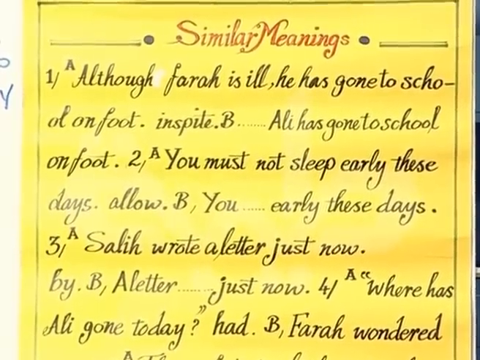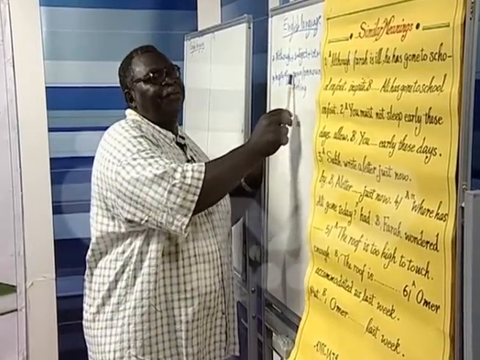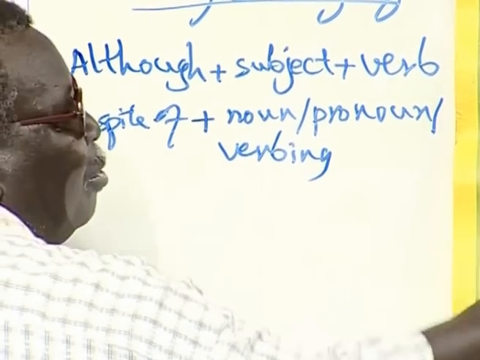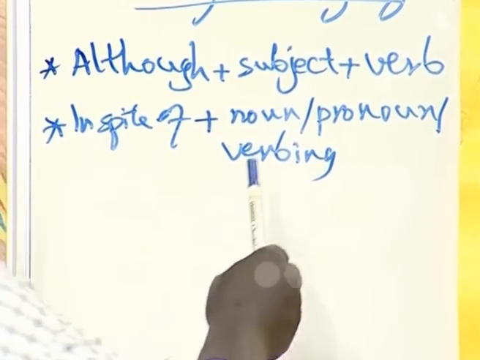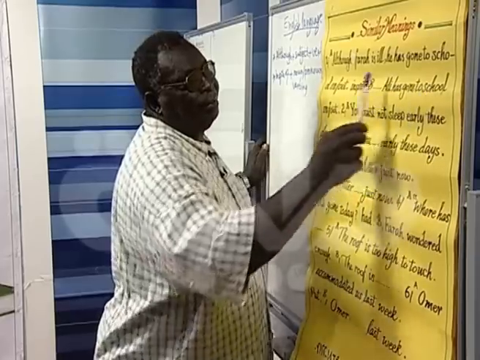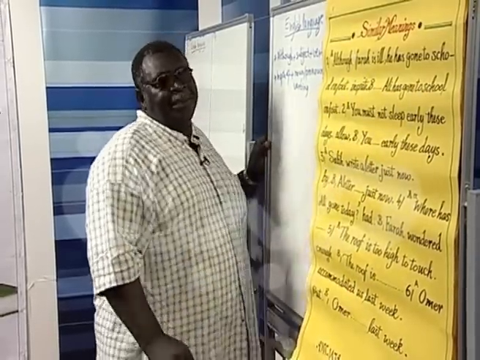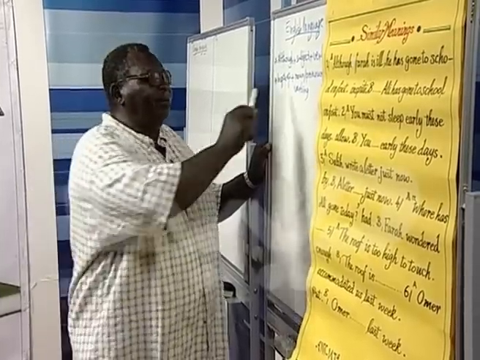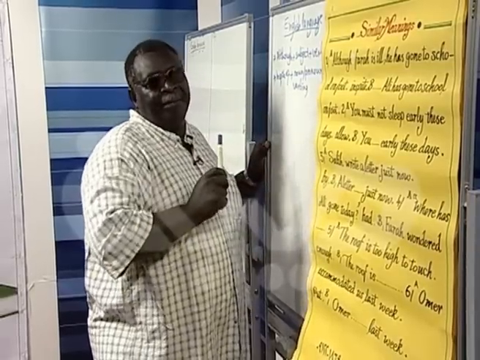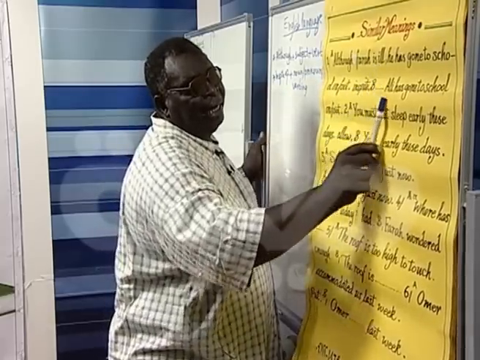What about if somebody wants to use a noun? If you want to use a noun, it's not a problem. You can say, in spite of Ali's illness, he has gone to school on foot. If you want to use a pronoun, ضمير, you can say, in spite of his illness, Ali has gone to school on foot. But I always advise my students to use the verb plus ing, because it's very simple. It's not a problem at all if you want to use a noun, pronoun, or verb plus ing. I will say: in spite of being ill, Ali has gone to school on foot.